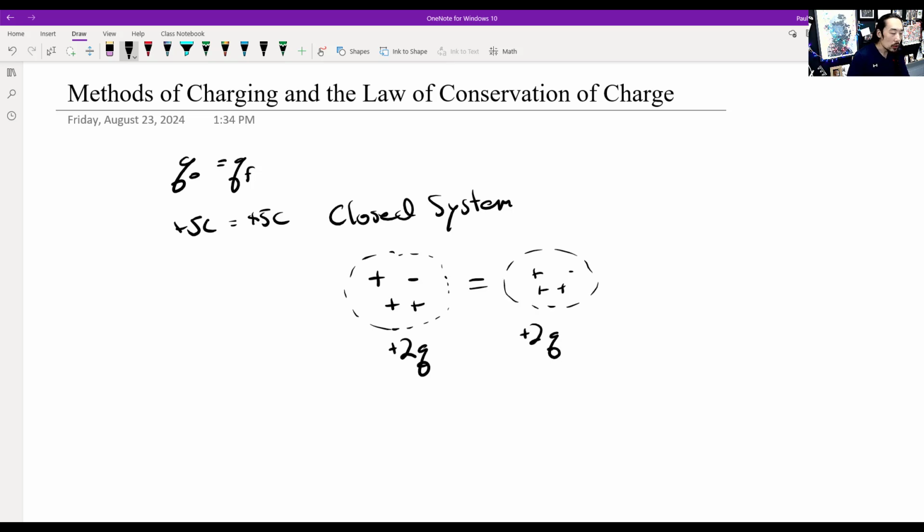Now, this is a very specific example. Let's say we zoom out all the way back so that we're looking at, let's say, the entire universe. This is pretty out there, pretty bizarre, but what this tells us is that the amount of charge that the universe started off with will be the same amount of charge that the universe ends with. Charge cannot be created or destroyed, much like mass.